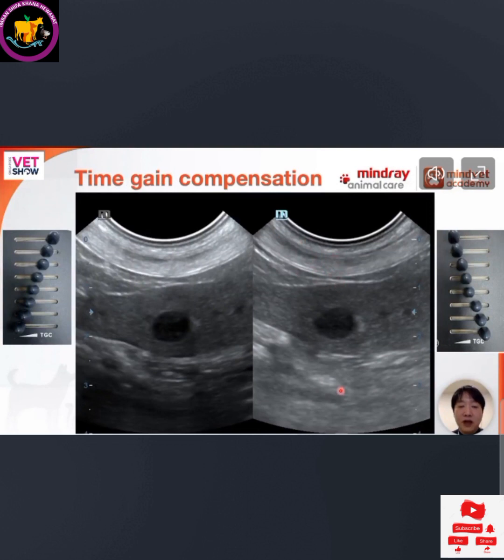This correlates with the nature of the ultrasound wave, which loses strength as it penetrates to the deeper area. So we need to amplify the echo signal.